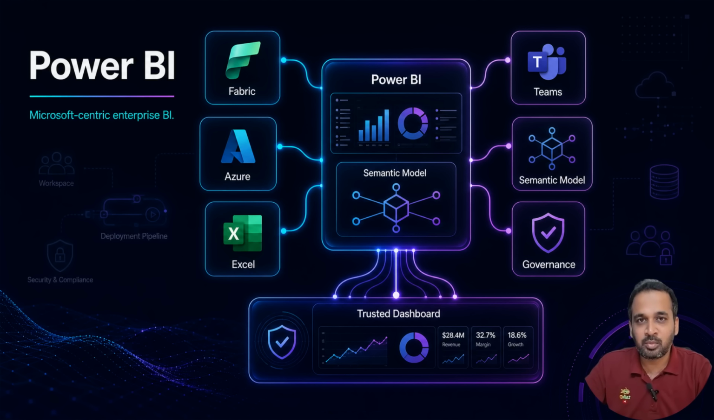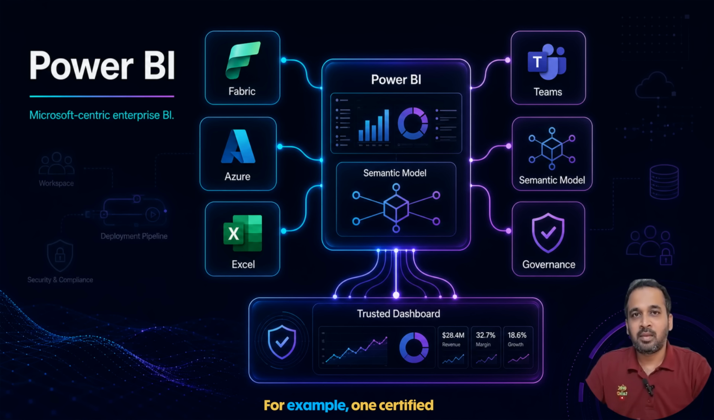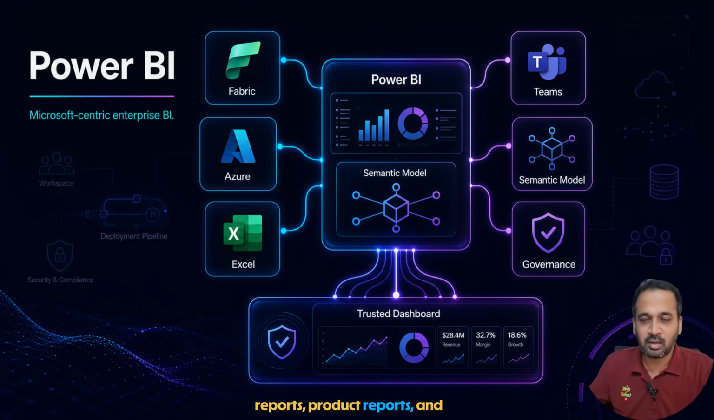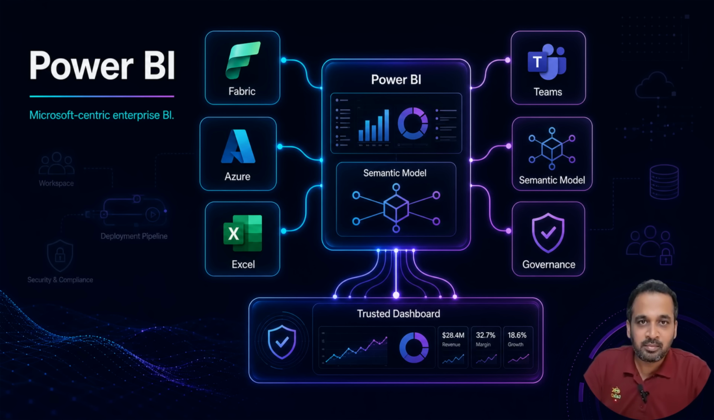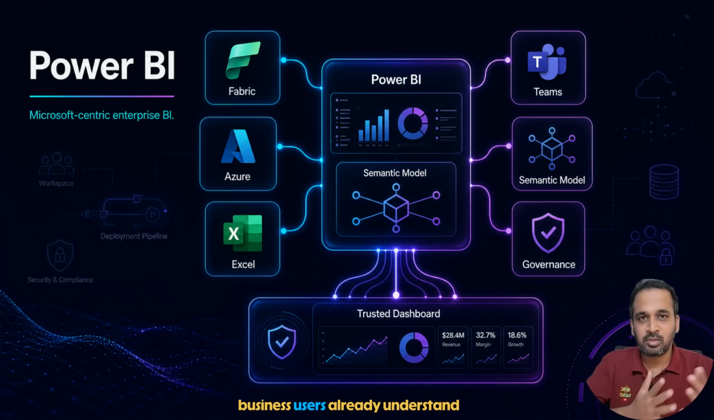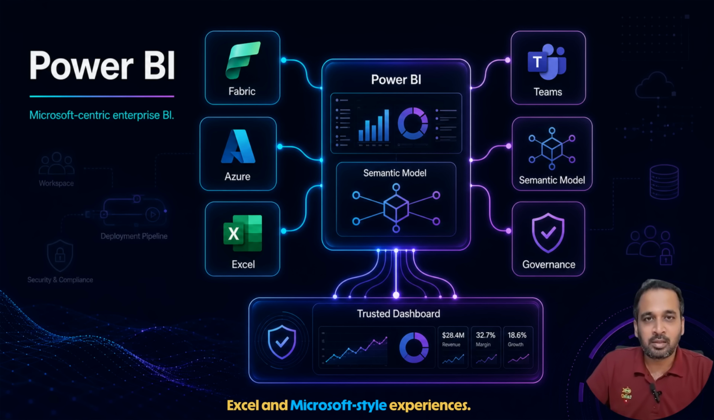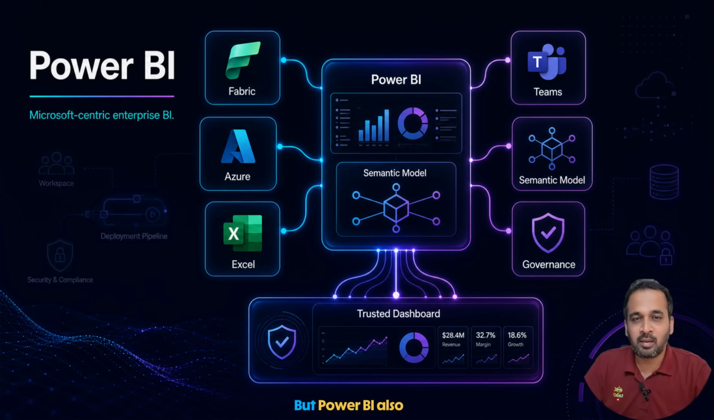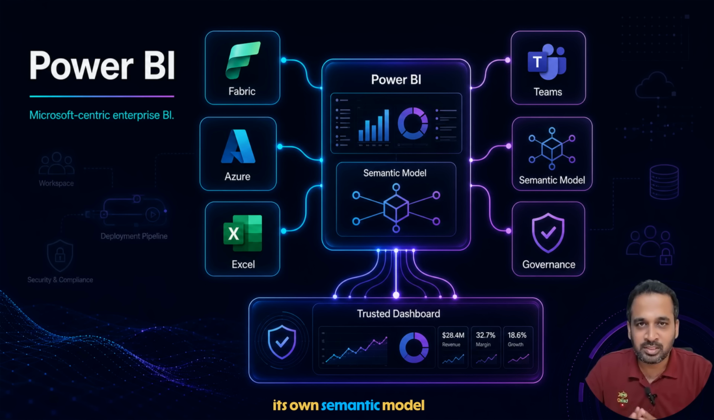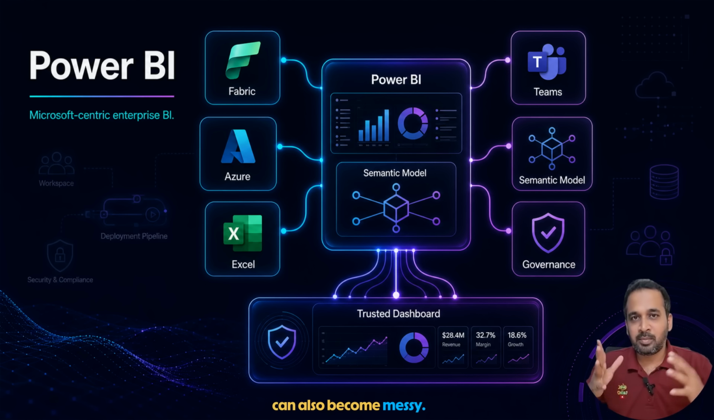This supports thin report architecture. It also supports KPI standardization. For example, one certified sales semantic model can support executive dashboards, regional reports, product reports and customer analysis. Power BI also has strong adoption because many business users already understand Excel and Microsoft style experiences. But Power BI also needs governance. If every team creates its own semantic model and every report has duplicate measures, Power BI can also become messy.